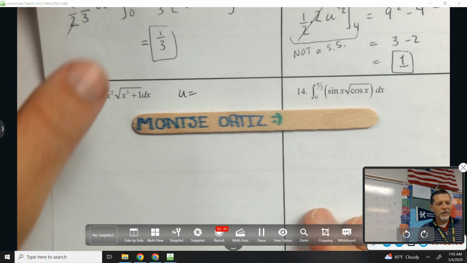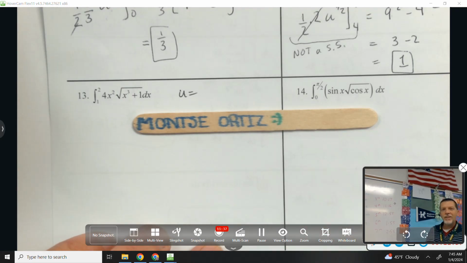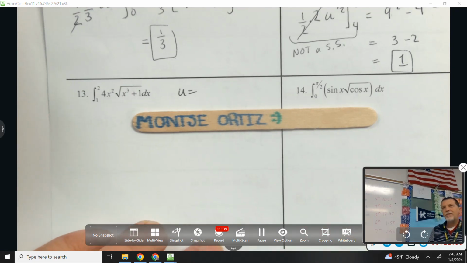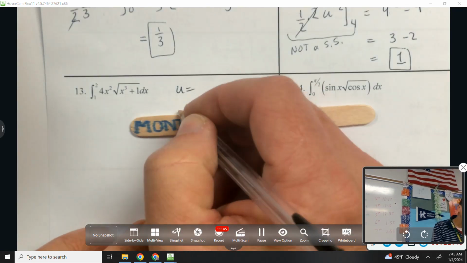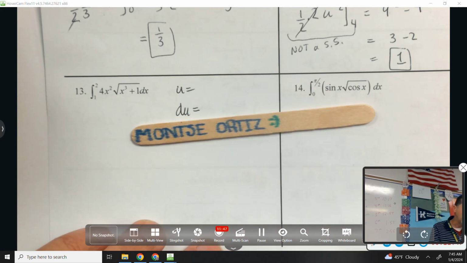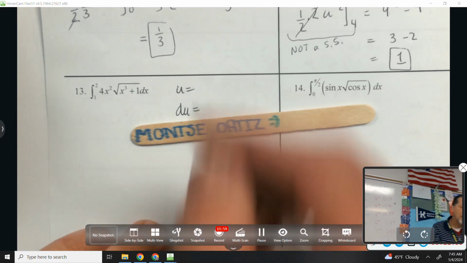Monty, he was here yesterday, so this is a little bit of a cruel thing to put you on the spot. I'm going to do it anyway. Any idea what u should be? Again, because we want du to show up. You've only seen 2 examples, although it matches the other 2 examples pretty well. I was going to say x equals 1. That's right.